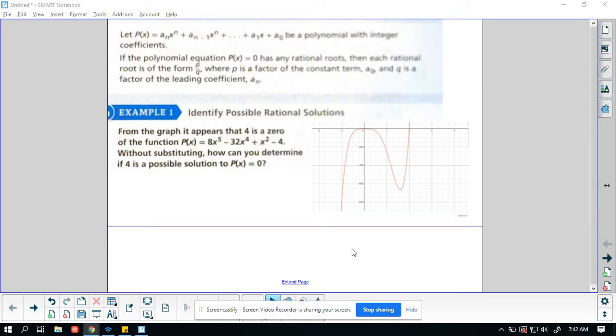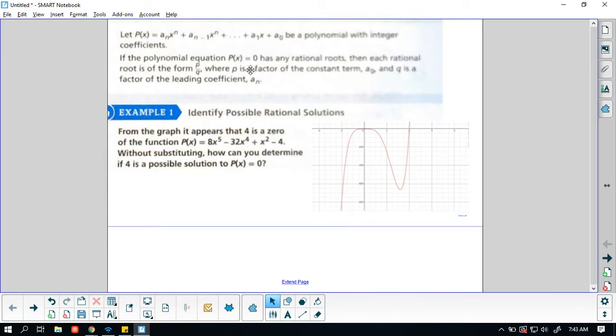We're looking at topic 3, lesson 6, example 1. And in this, we have a concept. We have the rational root theorem. This is what's here on top.